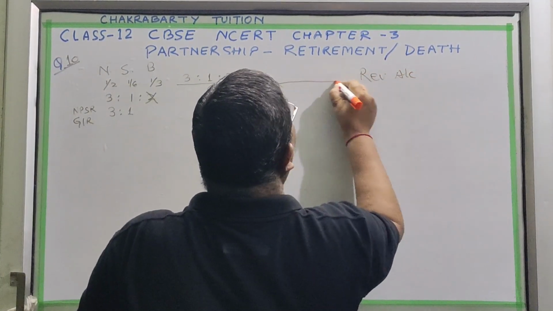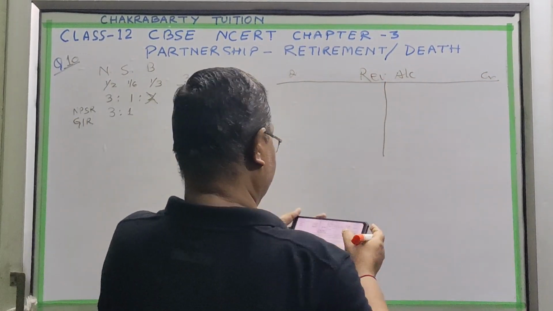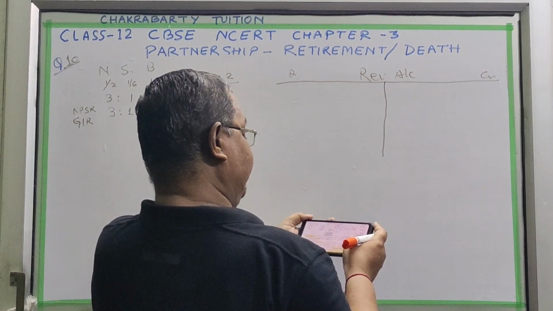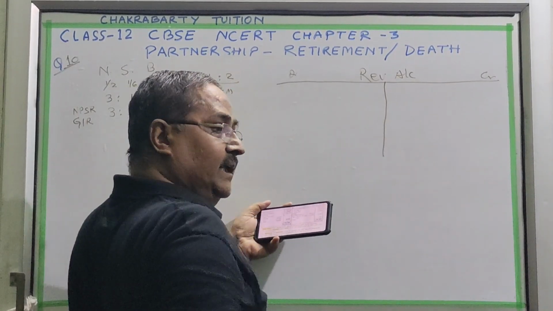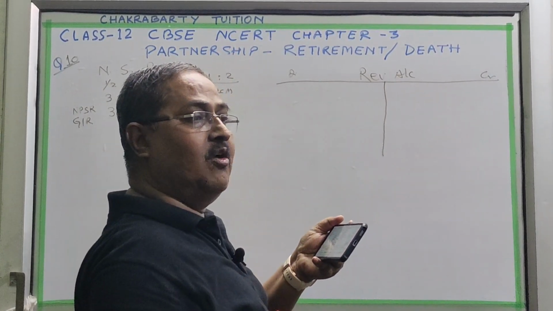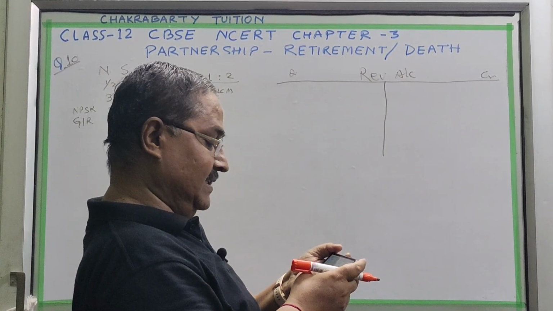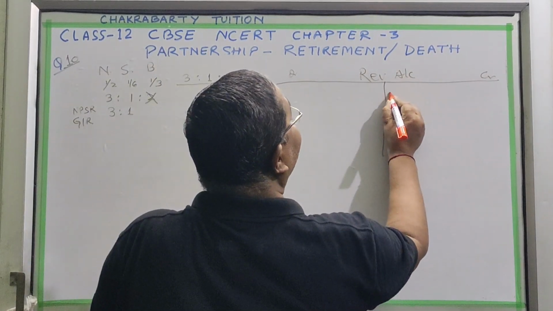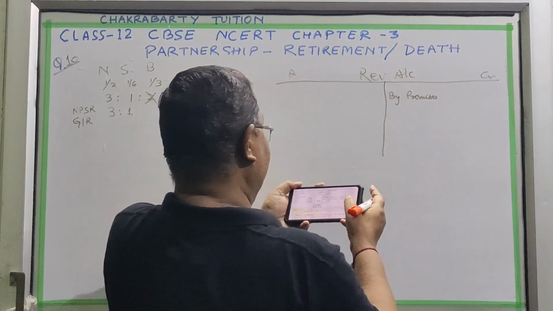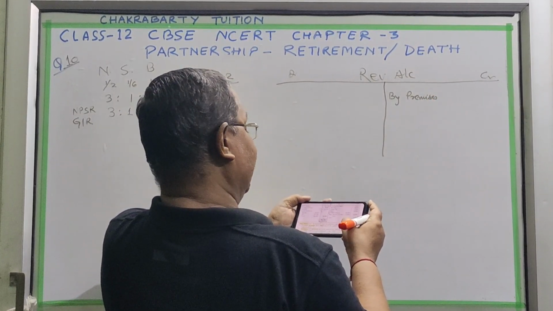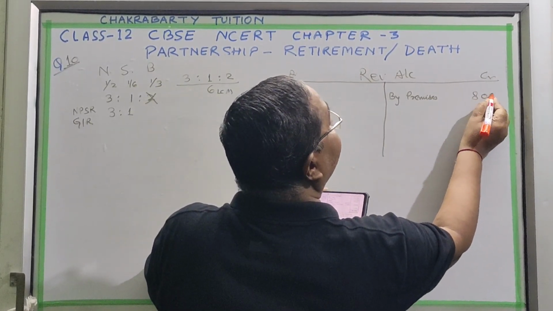Now we will prepare the revaluation account first. This is your credit side, this is your debit side. Freehold premises and stock to be appreciated means they have to be increased. Assets are by default debit, so if you make that account debit by more amount, it will increase. So premises account we will debit. All debits are written with by, so by premises we will write, and premises is to be appreciated by 20%. 40,000 is given, so 20% will come to 8,000.